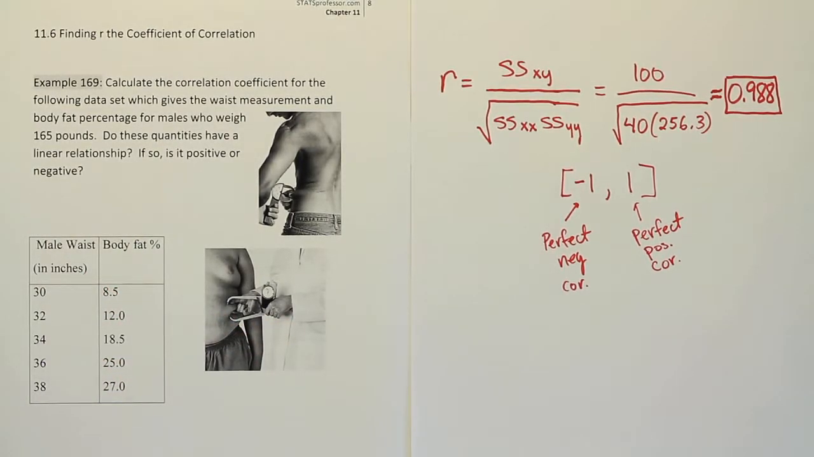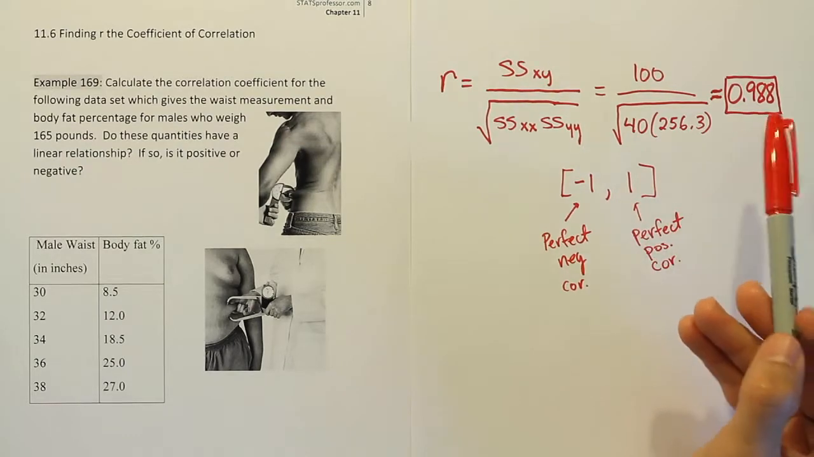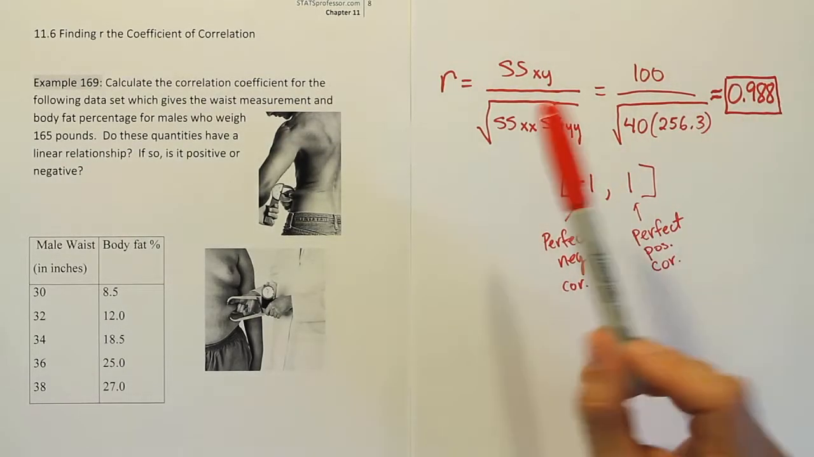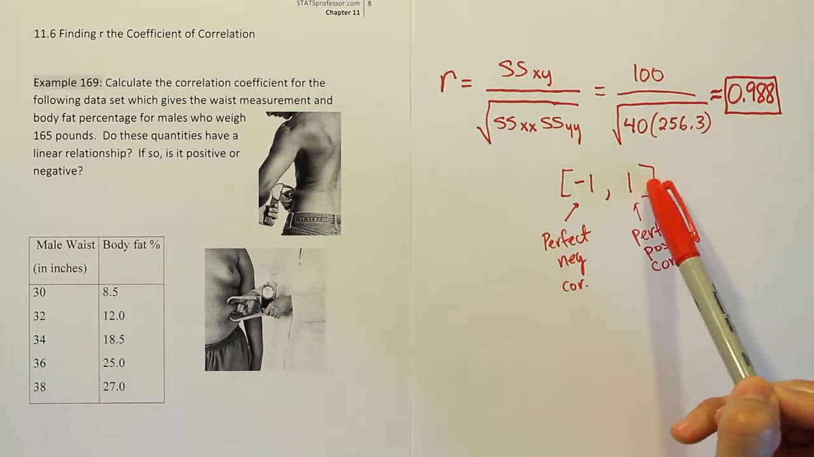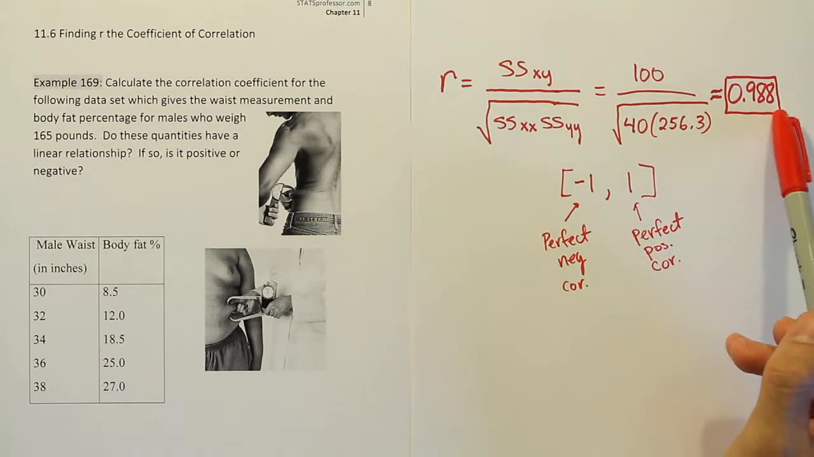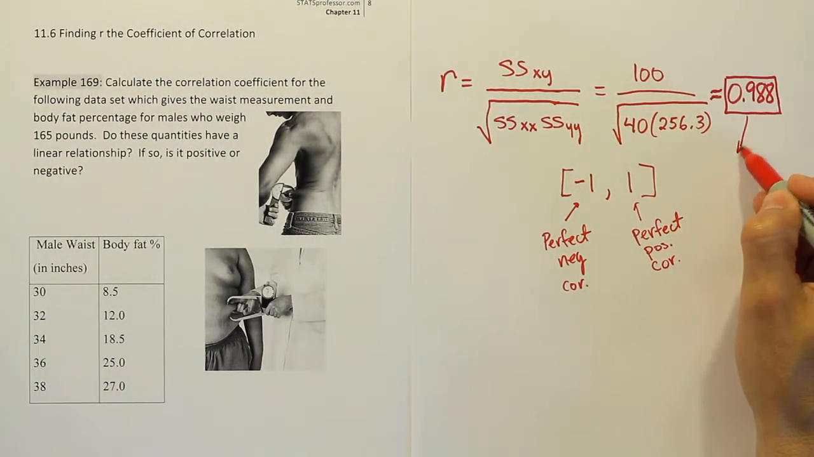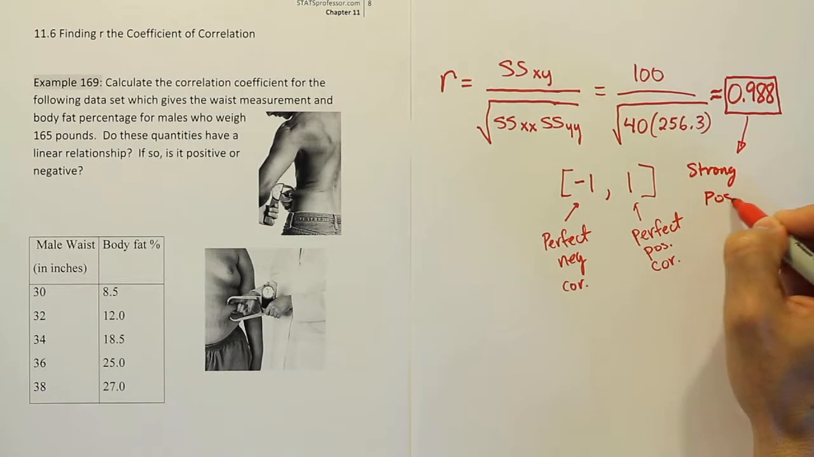And deterministic means there's no random error, which means that this is more like an algebra problem. So we should never see -1 and 1. But when you see numbers that are very close to 1 or very close to -1, that implies a strong linear relationship. And because it's so close to this perfect positive correlation value of 1, and because it's positive, we will say that it's a strong positive linear relationship. So I would say here, basically we're coming up with the idea that it's a strong positive linear relationship.